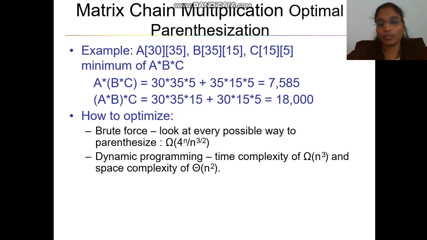So how can we optimize this? We can use a brute force approach, but as the name suggests, brute force looks at every possible way to parenthesize. That gives you a running time of omega of 4 power n divided by n power 3 by 2. Whereas in dynamic programming, the time complexity is reduced to theta of n cube, and the space complexity is also much reduced to big O of n square.